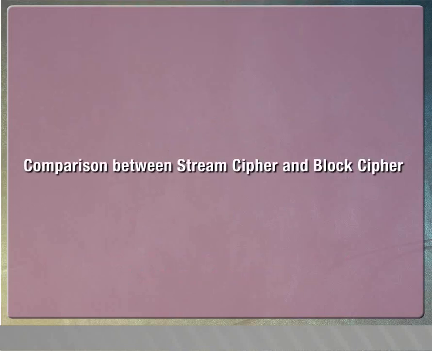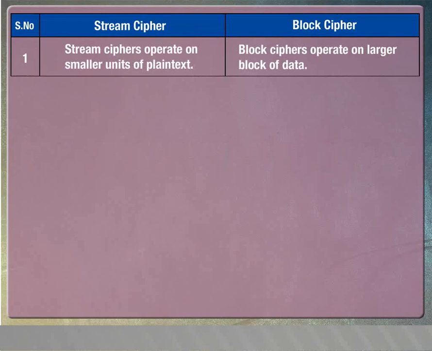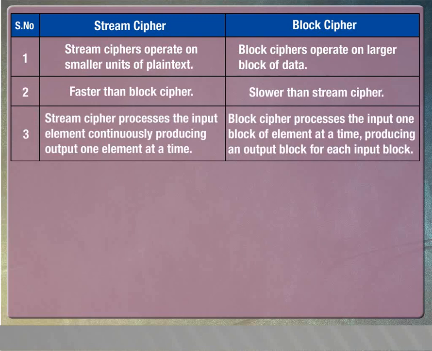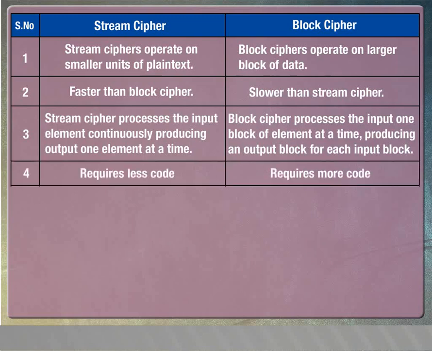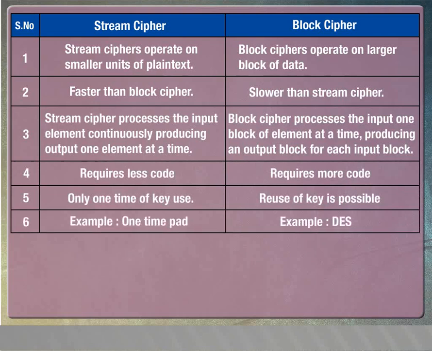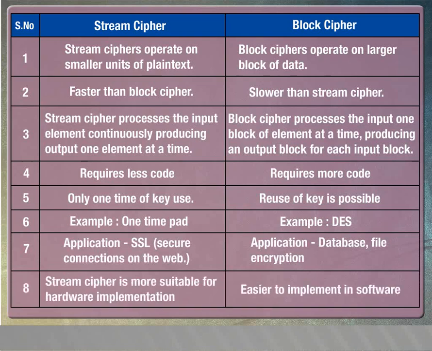Comparison between stream cipher and block cipher. Stream ciphers operate on smaller units of plaintext. Block ciphers operate on larger blocks of data. Stream ciphers are faster than block ciphers; block ciphers are slower than stream ciphers. A stream cipher processes the input element continuously, producing output one element at a time. A block cipher processes the input one block of elements at a time, producing an output block for each input block. Stream ciphers require less code; block ciphers require more code. Stream ciphers: only one-time key use. Block ciphers: reuse of key is possible. Example: one-time pad. Example: DES. Application: SSL, that is, secure connections on the web. Application: database and file encryption. Stream cipher is more suitable for hardware implementation, while block cipher is easier to implement in software.